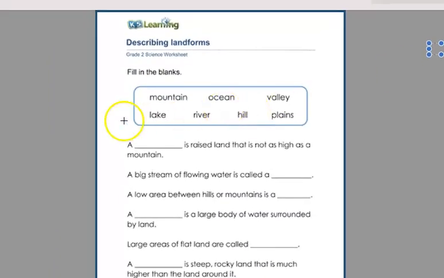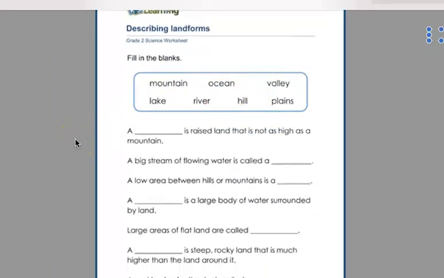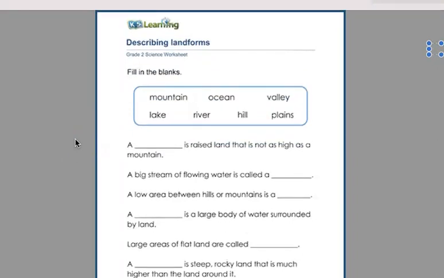This is the first worksheet for homework, and students will fill in the blank. For example, a blank is raised land that is not as high as a mountain. A big stream of flowing water is called a blank, and they will choose the correct answer and fill in the blank.